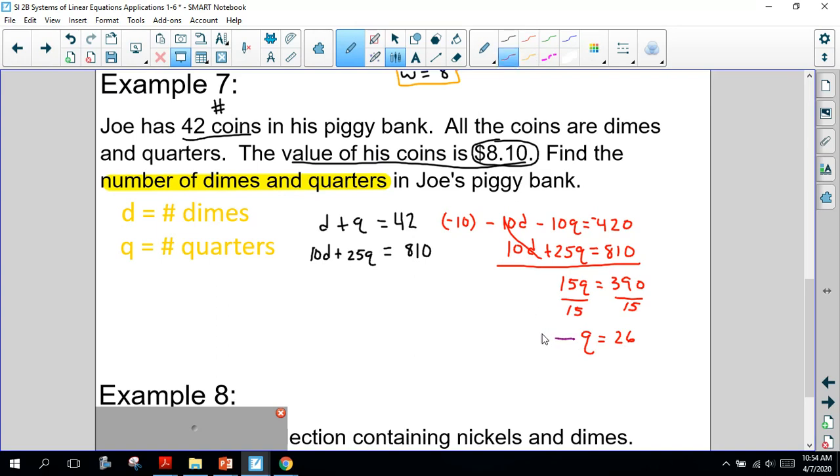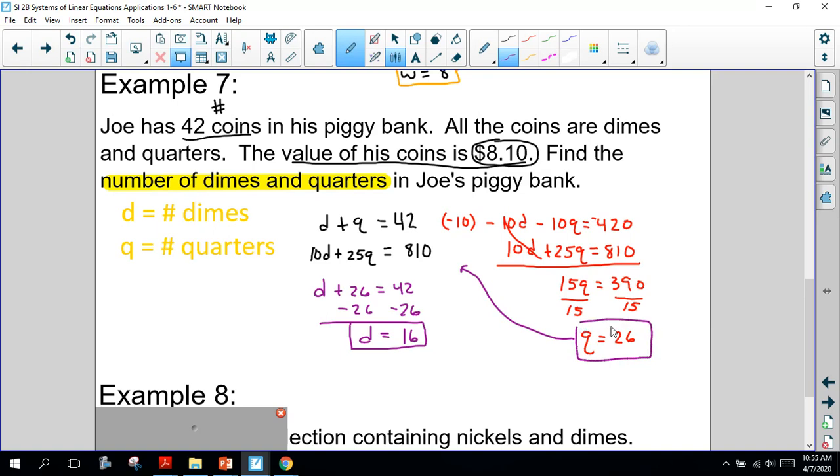All right, we take that value for the number of quarters and plug it into one of the original equations. I'm a really big fan of this first equation because there are no numbers to deal with multiplying, so it's just D plus 26 is equal to 42. We subtract the 26 on each side, and we find that our number of dimes is equal to 16. So my final answer here: number of dimes is 16, number of quarters is 26.